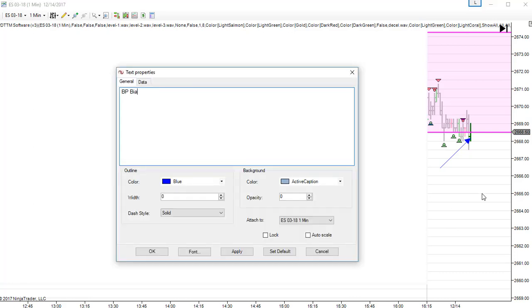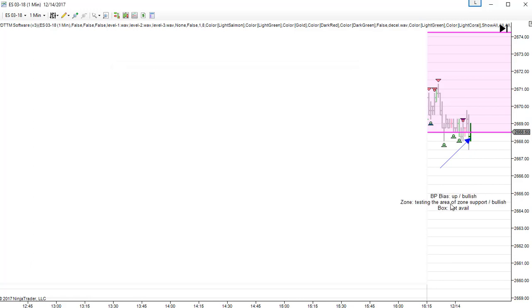But the idea here is if we look at what we have, our big picture bias is up. Okay, that's a bullish indication in isolation. On our zone level, we are testing the area of zone support. That is a bullish indication in isolation. Okay, and then we don't have anything yet on the box, not available. But if you look at that, it's telling us that if you are so inclined, this is a little bit aggressive. I generally prefer to wait for a box to form, but you can certainly make a case.